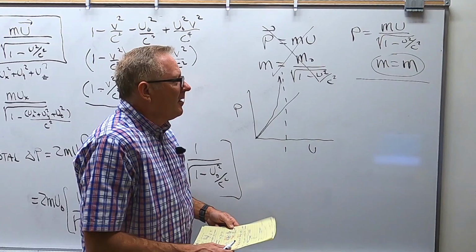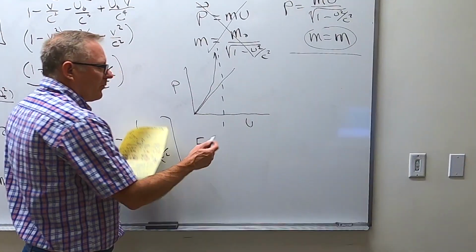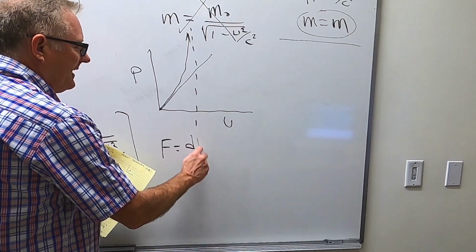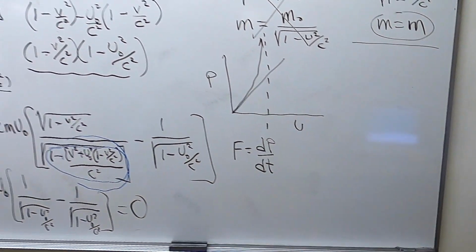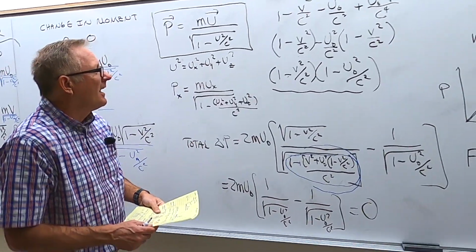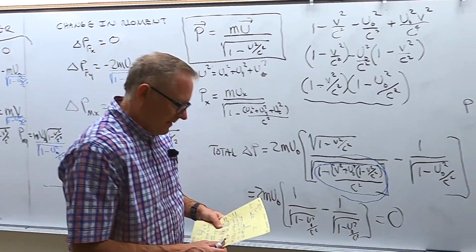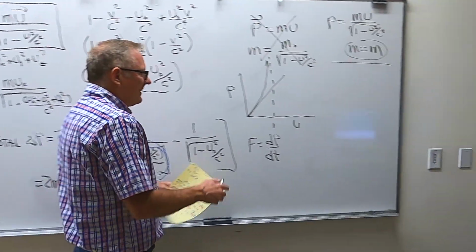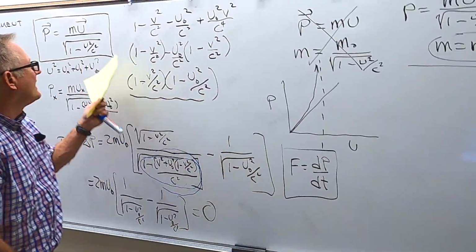Okay, and now we can go back to what force was. And remember, since force is just the derivative, it's just dp dt, now we have a definition of force, because we could just take the derivative of that with respect to time. We'll do that on the next one. We'll just take the derivative of this to get the force.